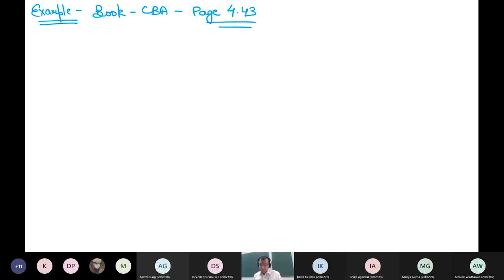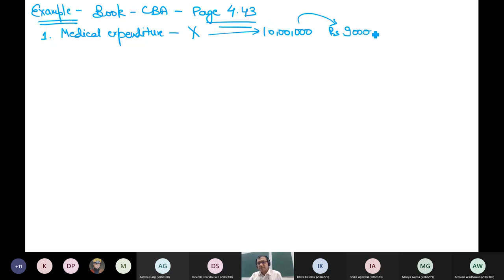X has incurred the following expenses on medical treatment outside India during the previous year 2021. Now these three expenditures are given. Medical expenditure of X on X's health. How much is the expenditure? 10 lakh. Out of 10 lakh, how much is reimbursed? 9 lakh. And how much did RBI permit? 8 lakh 60.